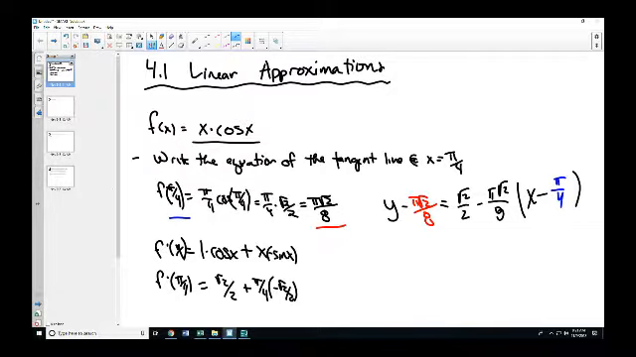Okay. So that's something we've done many times, correct? So there's your slope.